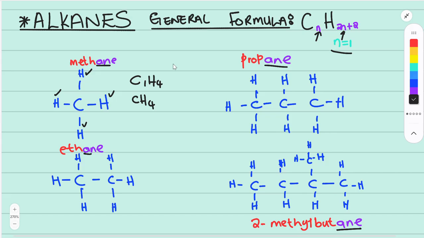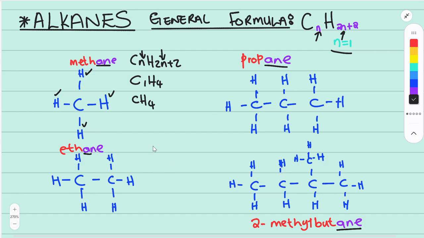So does it work with the general formula? So the general formula is CnH2n+2. So if you substitute a 1 here and you substitute a 1 here, it would give you this number. Just like 2 times 1 is 2, and then you add another 2, it gives you the 4. So now it does work for methane. So let's check if it works for ethane.